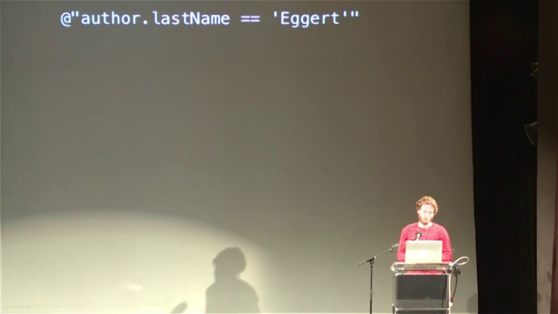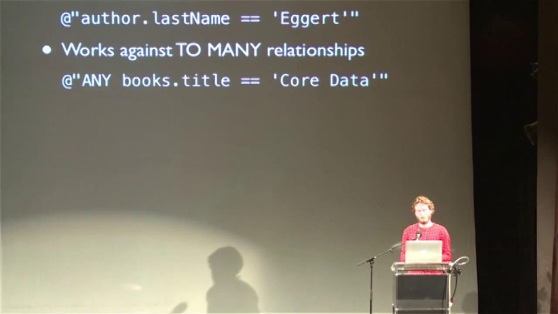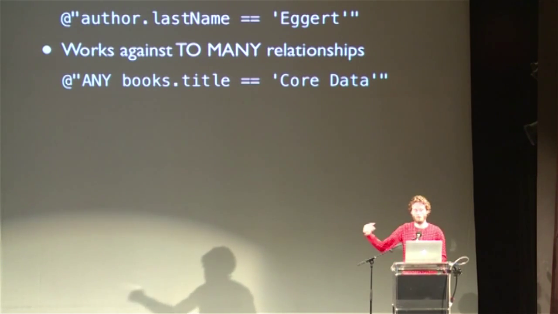So predicates, a quick run through. You can do something like that. Well, I want the books whose author's last name is Eggert. Simple stuff like that, where you go through relationships. You can use predicates against to-many relationships. So you want the authors, you're fetching the authors where they have any book whose title is core data. Again, you go through a relationship.